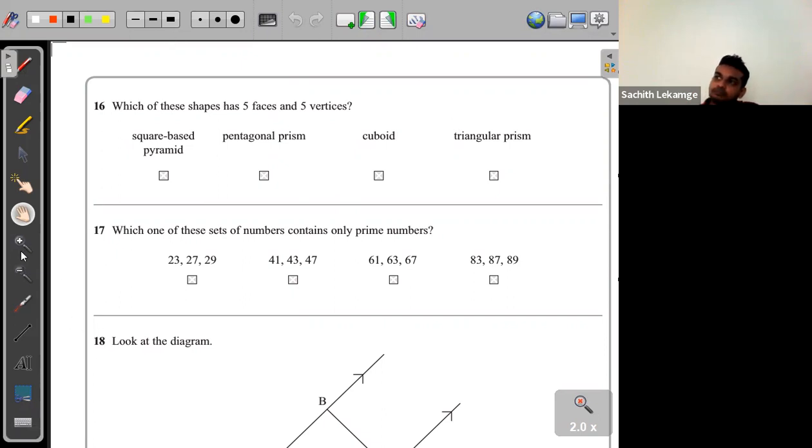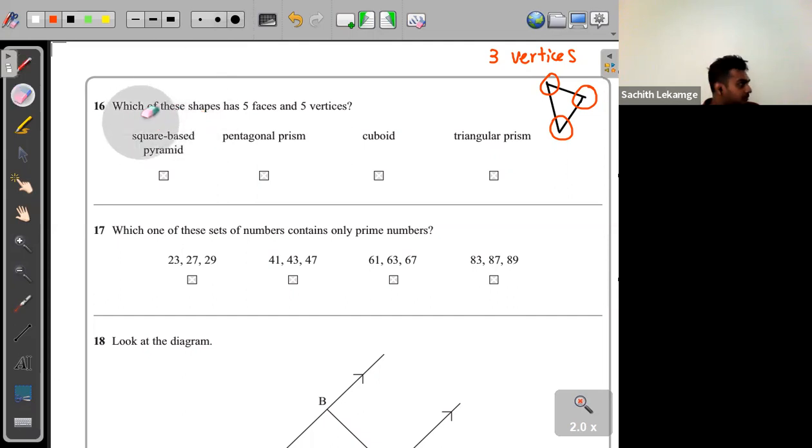Now when I draw a shape. It's a square based pyramid. Triangle: how many vertices are there? Three vertices. How many edges or faces are there? One face. But they were talking about this. Which of these shapes has five faces and five vertices? Square based pyramid. You all know a square based pyramid. How many vertices are there? Five. And eight edges. Eight: 1, 2, 3, 4, 5, 6, 7, 8. Very good. Eight edges.